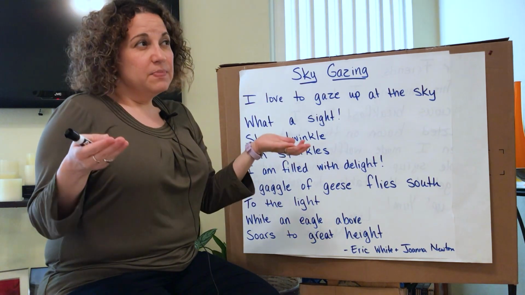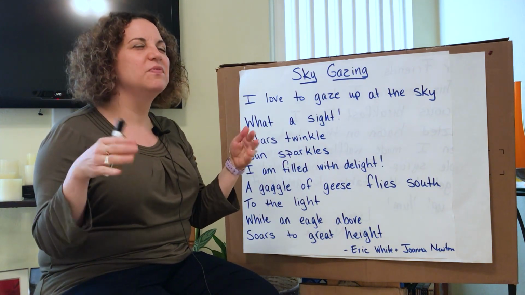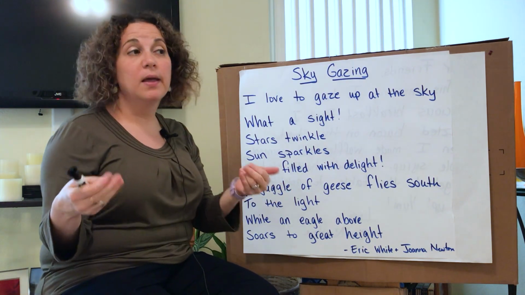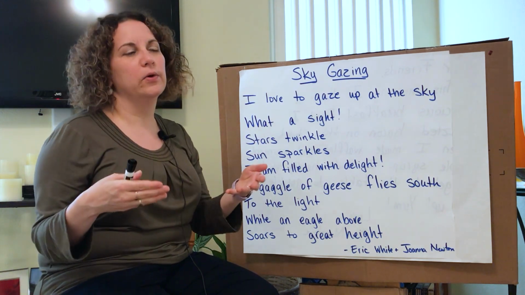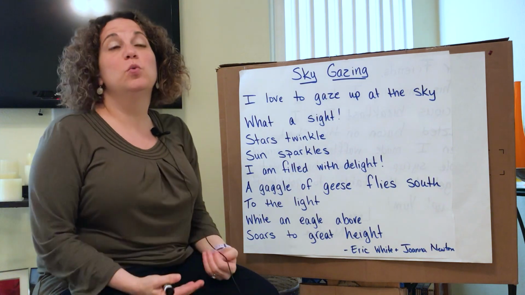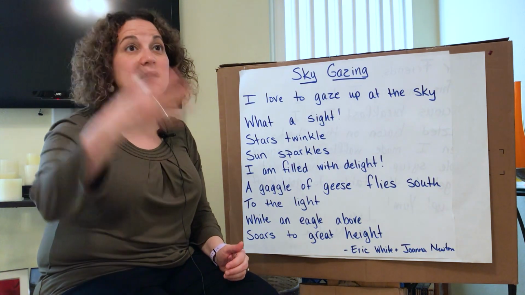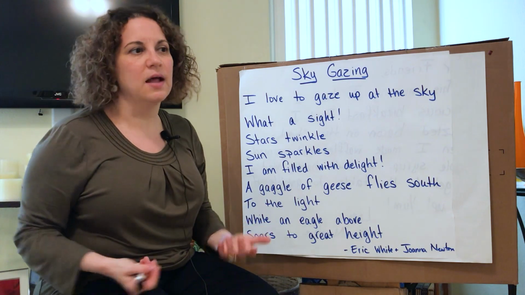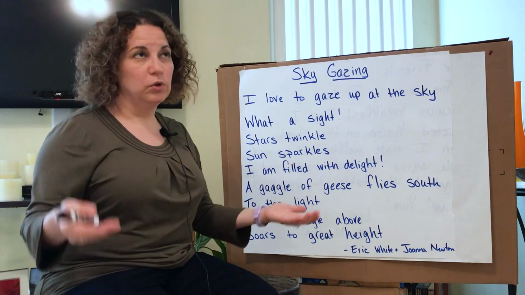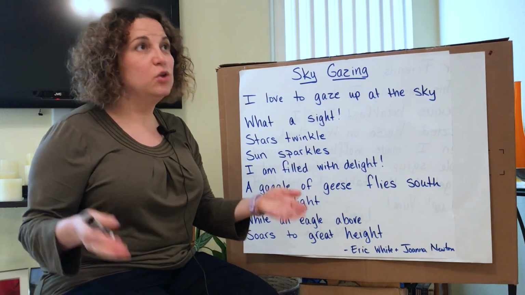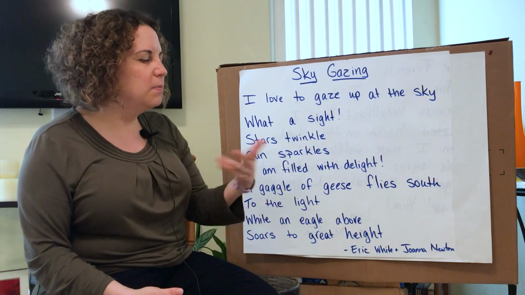When you gaze at something, you look at it. You often look at it maybe for a little bit of a longer time than just a quick glance, and it's often something you look at with wonder. You might gaze at something that you really admire. So for example, if you admire the sunset, you might gaze at the sunset. If you admire your favorite pet, you might gaze at your favorite pet. We usually gaze at something that we admire, we like.